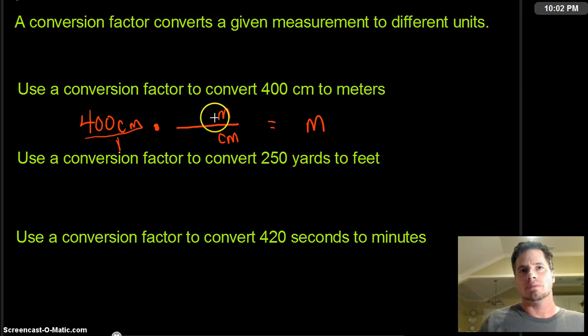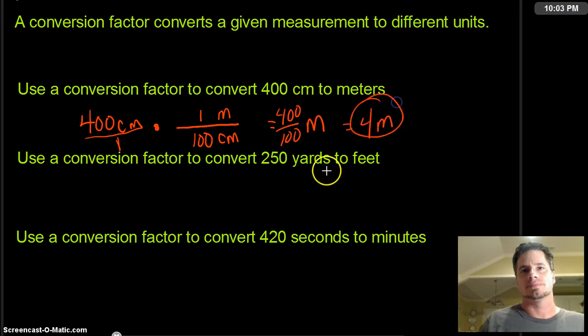Well, 1 meter equals how many centimeters? 1 meter equals 100 centimeters. Now I simply multiply. 400 times 1 is 400. 1 times 100 is 100. 400 divided by 100 is 4. That gives me 4 meters. Let's do another conversion factor.